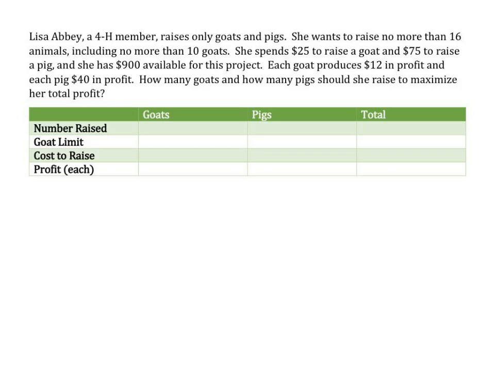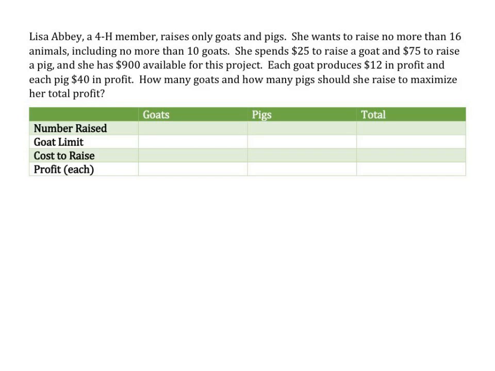Lisa Abbey is a 4-H member, raises only goats and pigs. She wants to raise no more than 16 animals, including no more than 10 goats. She spends $25 to raise a goat and $75 to raise a pig, and she has $900 available for this project. Each goat produces $12 in profit, and each pig provides $40 in profit. How many goats and how many pigs should she raise to maximize her total profit?